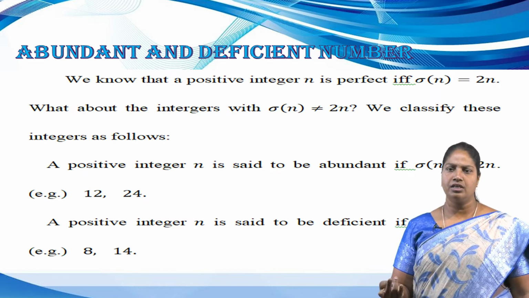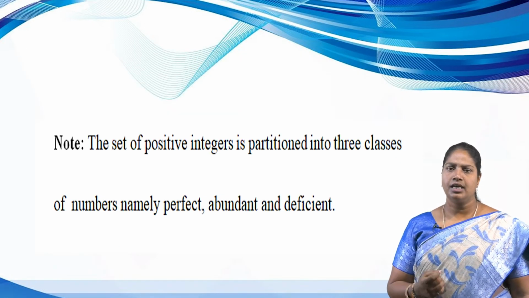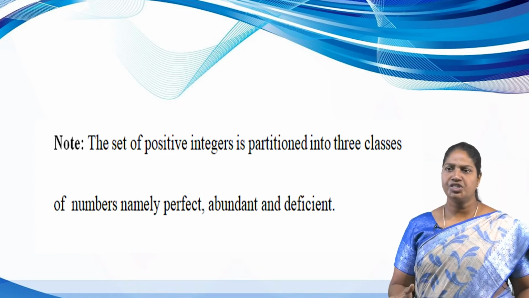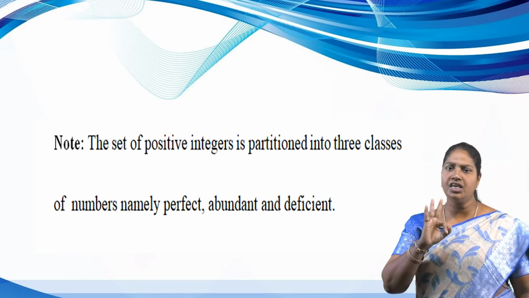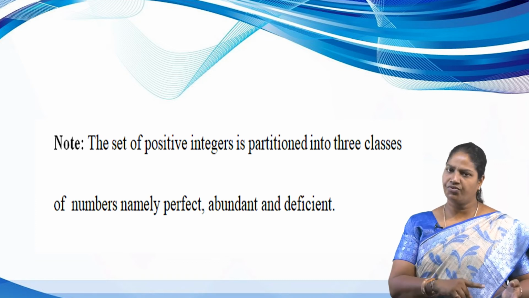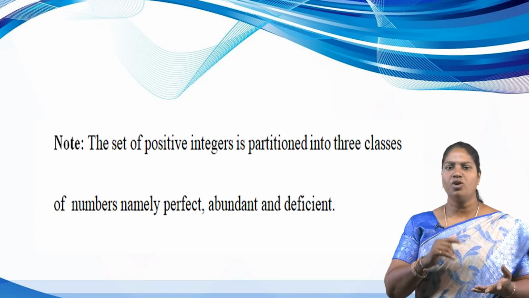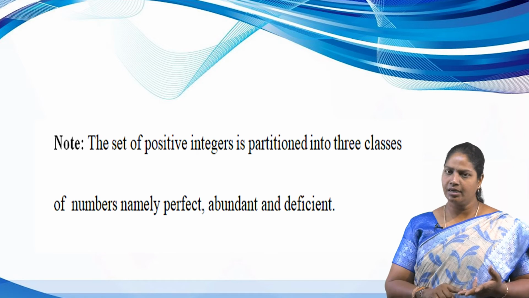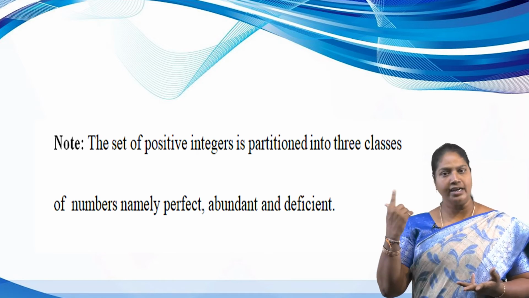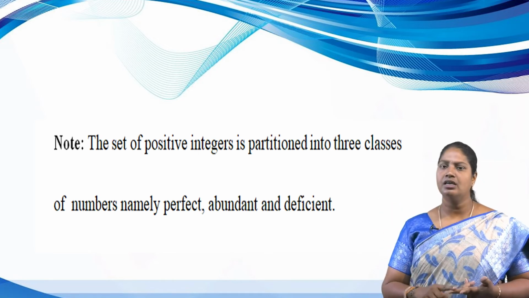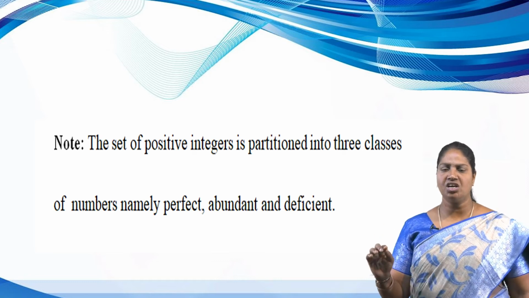Examples are 8 and 14. Next, there is a note: the set of positive integers is partitioned into 3 classes of numbers, namely perfect numbers, for which sigma of n is equal to 2n, abundant numbers, for which sigma of n is greater than 2n, and deficient numbers, for which sigma of n is strictly less than 2n.